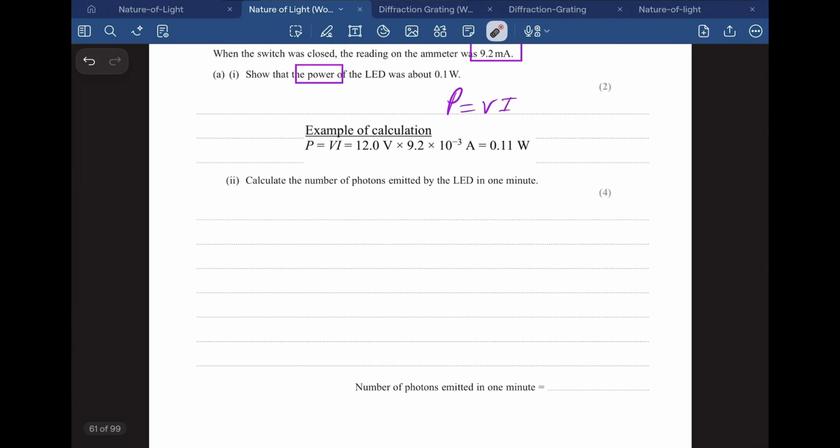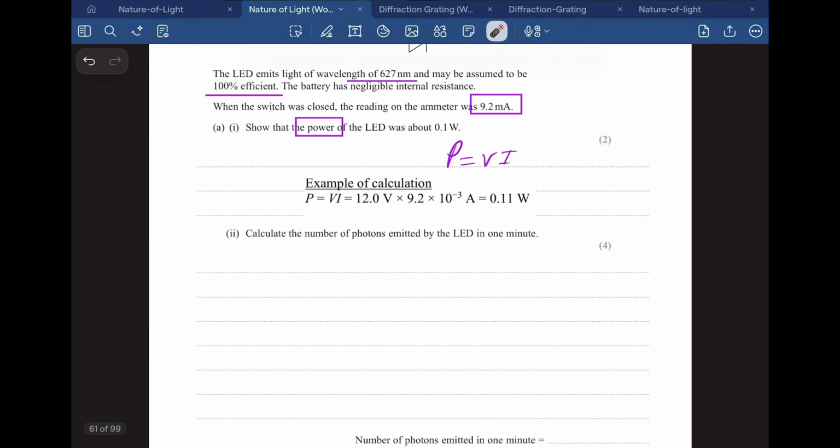The next part of the question says calculate the number of photons emitted by the LED in 1 minute. They have asked us to figure out the number of photons emitted by the LED in 1 minute. This is a very common question which I explain to my students again and again, and I did explain that previously as well.